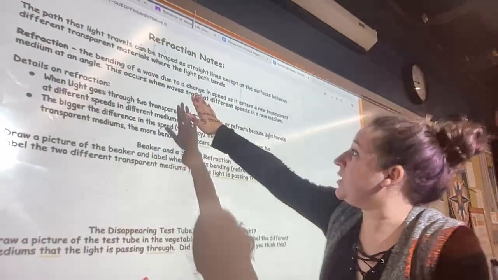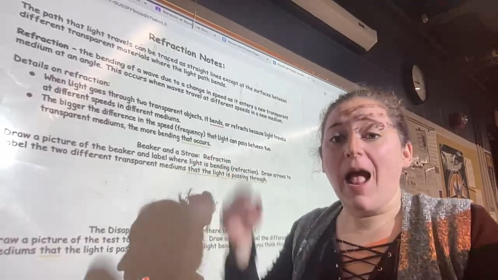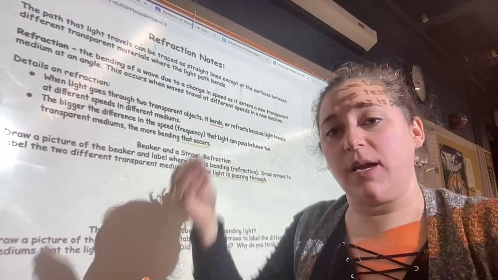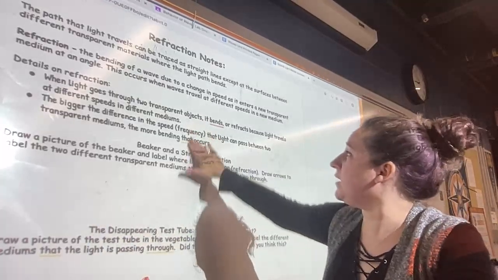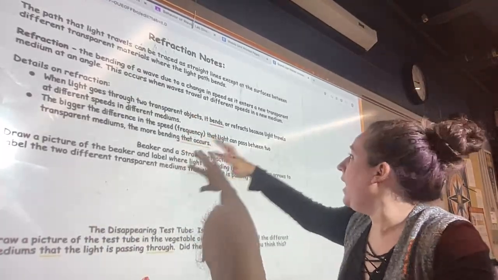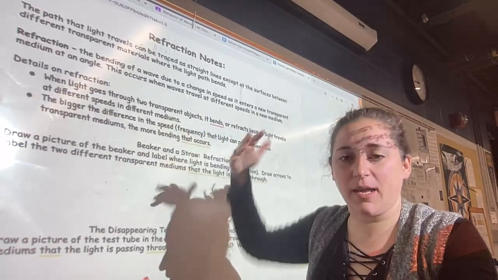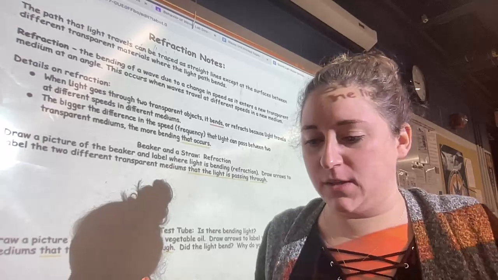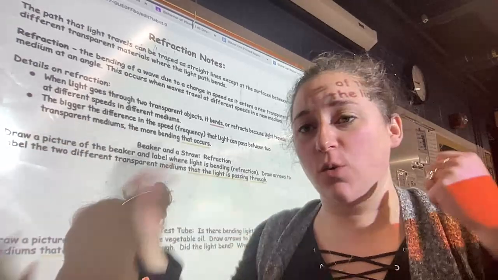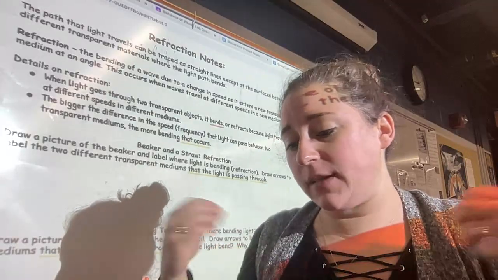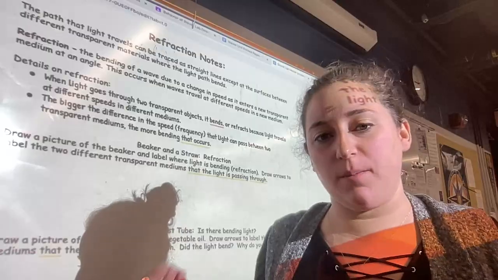So refraction is the bending of light. What you need to know about refraction is that it is when light bends, and the reason the light is bending is because it's changing its speed. There's some details here that are helpful. It talks about if it bends, it's because there's a different speed in a different medium. Again, it has to change mediums in some way. So if we go from air to water, or glass to air, or anything like that where we have a new transparent medium.